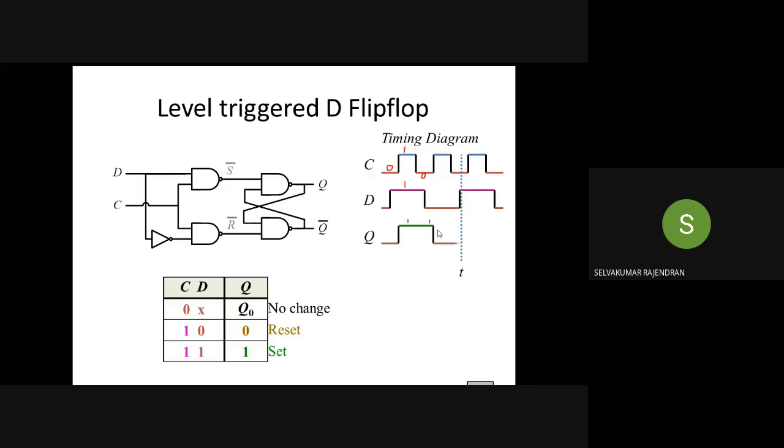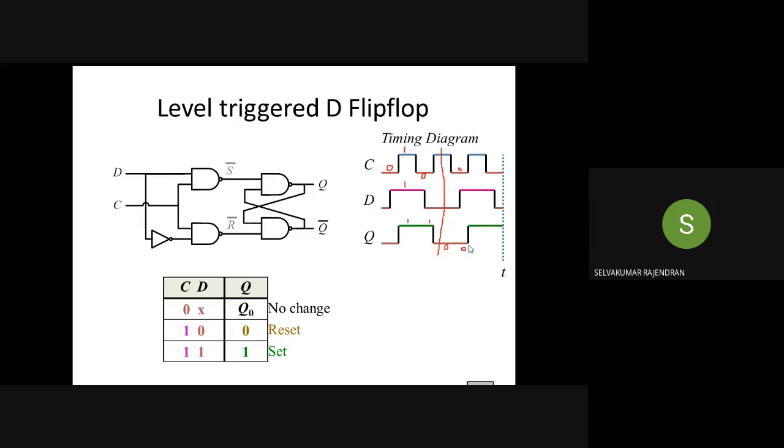Similarly, for the next clock pulse, data input is 0, and then the clock is enabled. Then for this timing, the Q output goes to 0. When the clock is disabled, it maintains the previous state value. 0 is repeated again and maintained up to this time. Like that, the waveform will go.